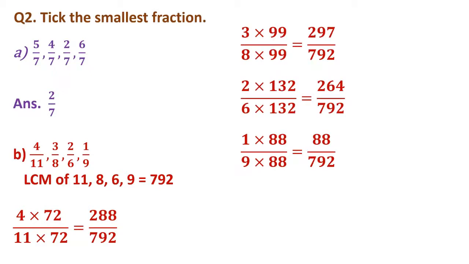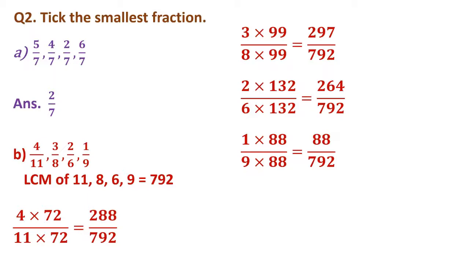Again, the next fractions also we will find the equivalent fractions of. So second one is 3 by 8. So 3 by 8, when multiplied by 99, both numerator and denominator, we get 297 by 792. The third one, 2 by 6. So 2 by 6, when multiplied by 132, we get 264 by 792. And the fourth one, 1 by 9, when we multiply by 88, we get 88 by 792.